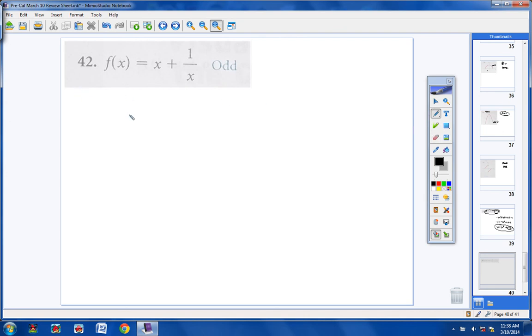First of all, let's check for y-axis symmetry. So everywhere there's an x, we're going to put a negative x. And we end up with a negative x is just a negative x plus, now be careful here, 1 over negative x. You're welcome to pull a negative sign out from the top or the bottom, but not both, and change this sign here. That's totally legal.